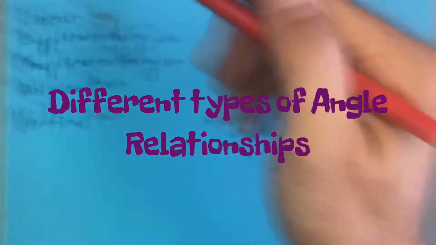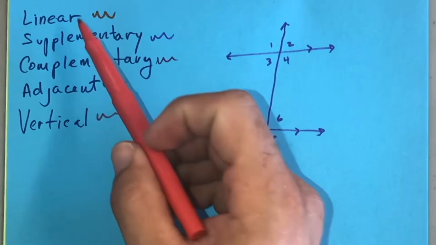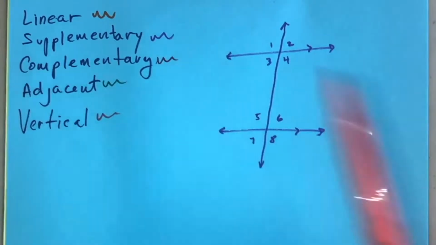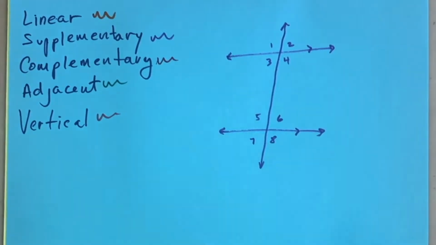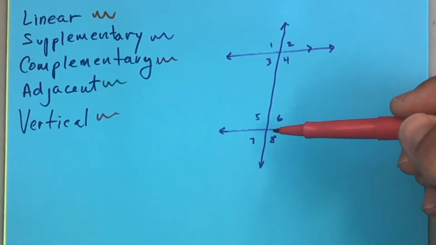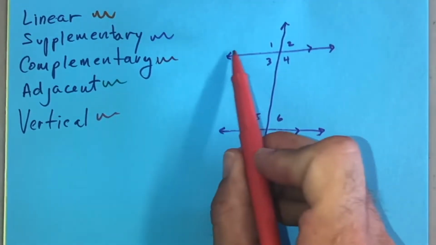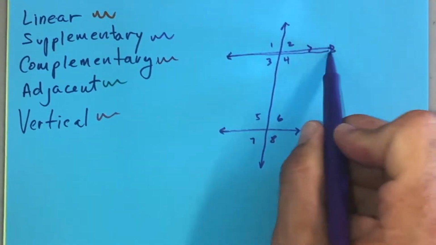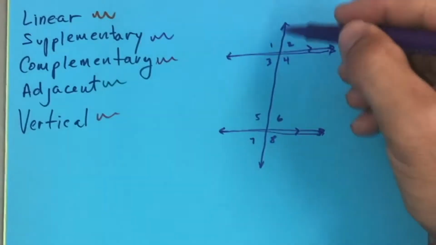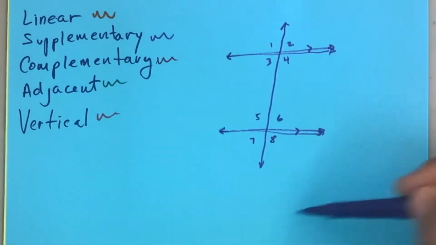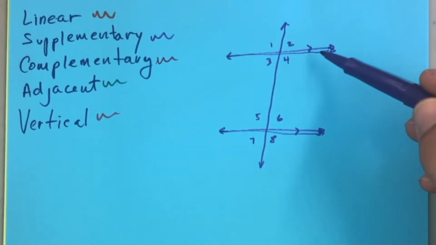Okay, so we're going to be talking about some key terms that deal with angles: linear, supplementary, complementary, adjacent, vertical. And basically what I want to do is first have you look at this very common diagram which is presented in geometry, in which you have two parallel lines, two lines that don't intersect on the same plane, and a transversal. And when you look at this diagram, there's a few things that happen.